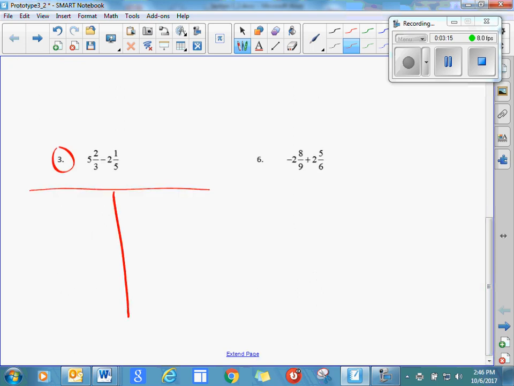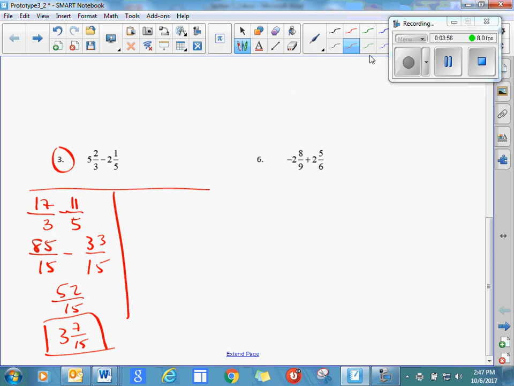T-chart. First way is going to be improper fractions. 5 times 3 is 15 and 2 is 17. 5 times 2 is 10 and 1 is 11. Now I need a common denominator, which is going to be 15ths. 3 times 5, so 17 times 5. 5 times 3, so 11 times 3. Now you have a common denominator, subtract and get 52 over 15. And make it a mixed number, and it turns out to be 3 and 7/15. Sorry, 7, not 17.